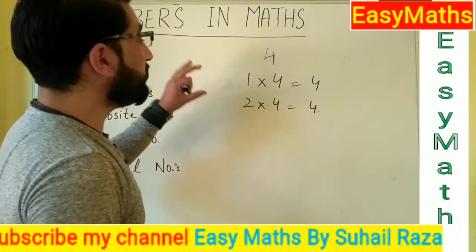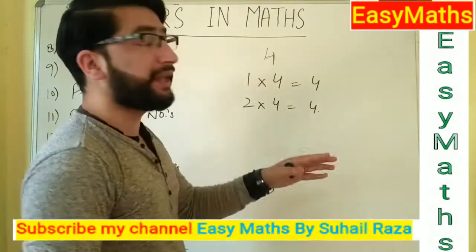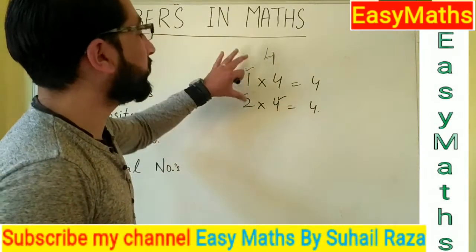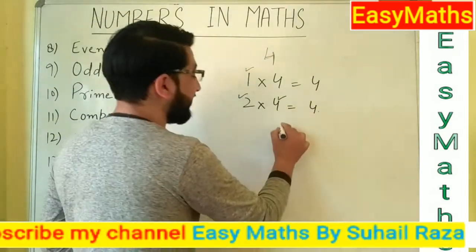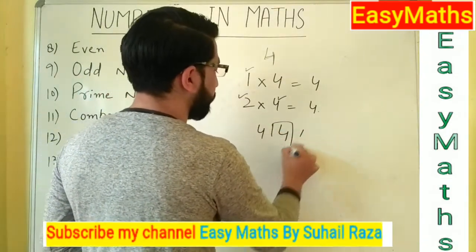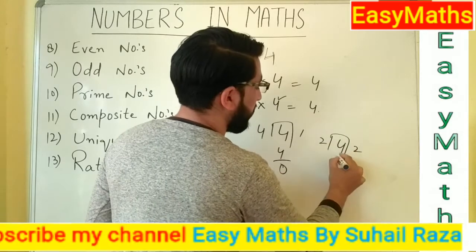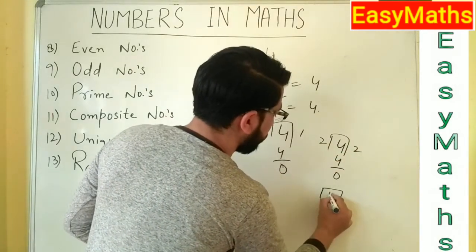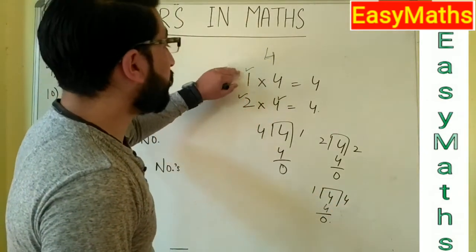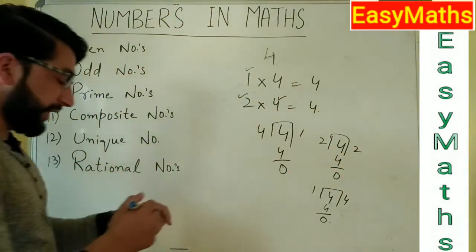So whenever we multiply numbers to get a number, and those factors are more than 2, here we have got 1, 2, 4. So we have got 3 numbers here, or the numbers that divide the given number and obtain remainder as 0. Suppose we divide this 4 by 4, 4 ones are 4, our remainder is 0. Or we divide this 4 by 2, 2 twos are 4, our remainder is 0. Or we divide this 4 by 1, 1 four is 4, our remainder is 0. Whenever there are more than 2 factors of a number, that number is said to be a composite number.